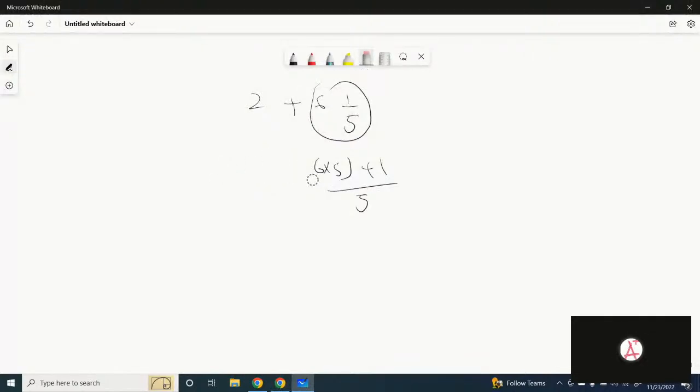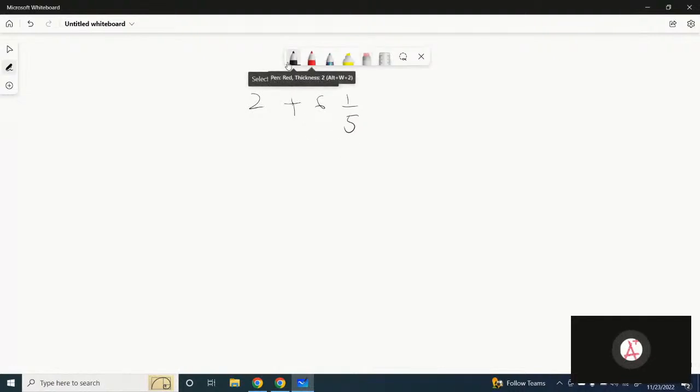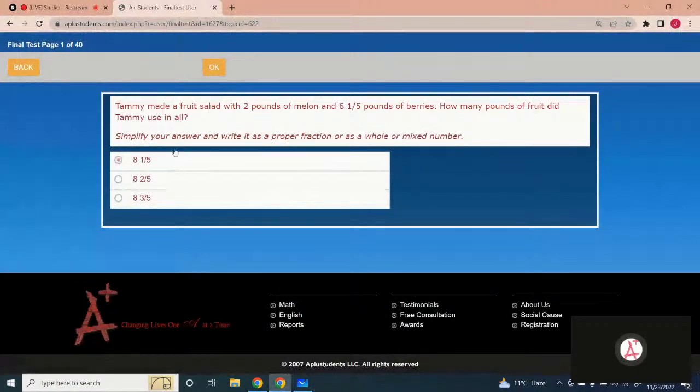You have nothing to do with the fractions. Simply add their whole numbers. 6 plus 2 is 8. It would be 8 whole 1 over 5. Got it? So the correct option is 8 whole 1 over 5. Just select the correct option and click on the OK button.